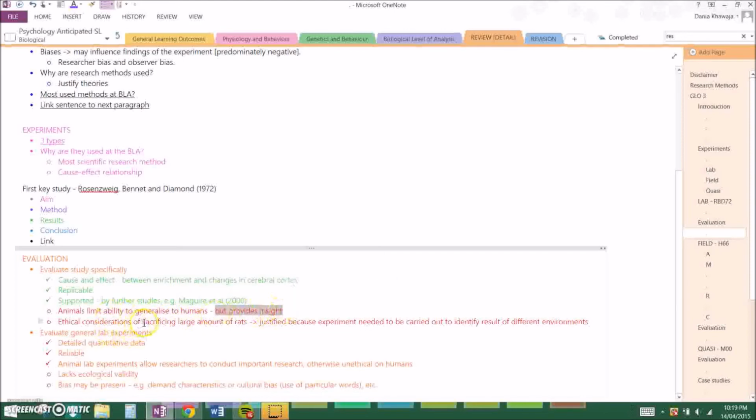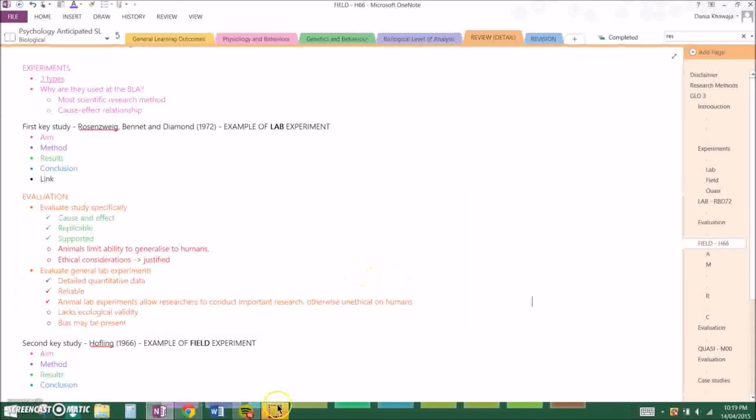And the ethical consideration was protection from harm of participants because they sacrificed a large amount of rats, but it was justified due to the experiment needed to carry out to identify the result of different environments. For example, what would happen if we were in an enriched environment during adolescence, etc.